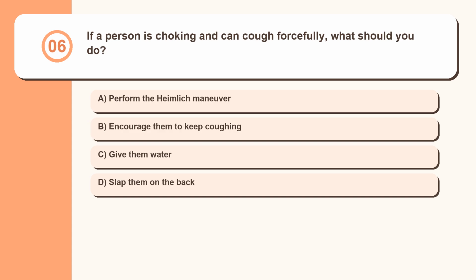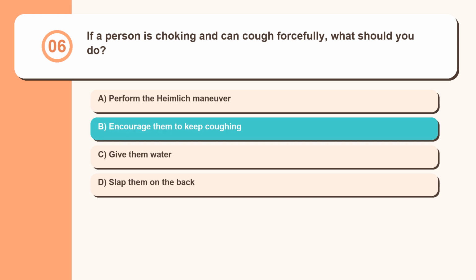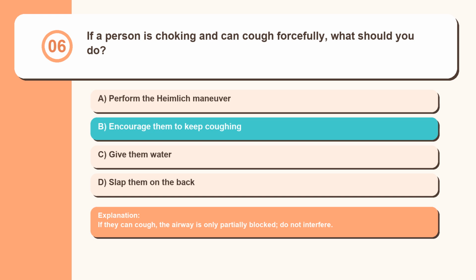Question 6. If a person is choking and can cough forcefully, what should you do? Perform the Heimlich maneuver. Encourage them to keep coughing. Give them water. Slap them on the back. If they can cough, the airway is only partially blocked. Do not interfere.